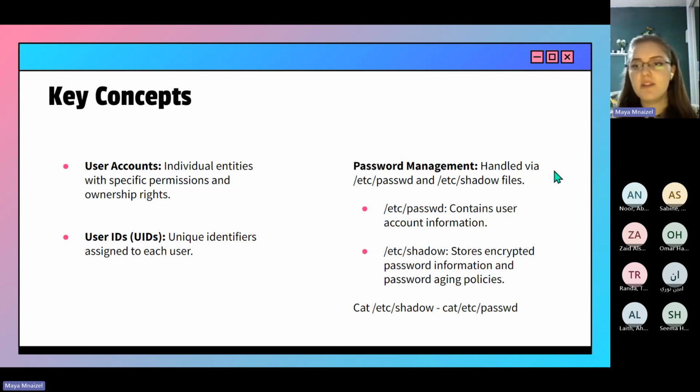Password management is handled via the /etc path. We also have /etc/passwd and /etc/shadow. Shadow is more discreet than passwd. Passwd, I think, only gives you the username; shadow gives you the passwords. Yes, here it is: passwd contains user account information, and shadow contains encrypted password information and password aging policies. We're going to see them right now, so we can understand.